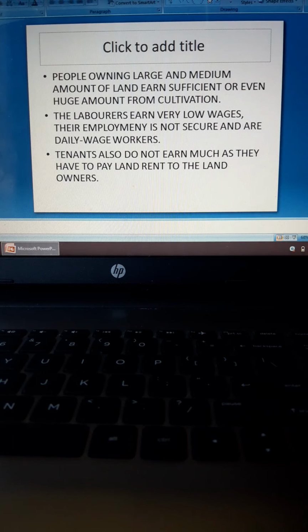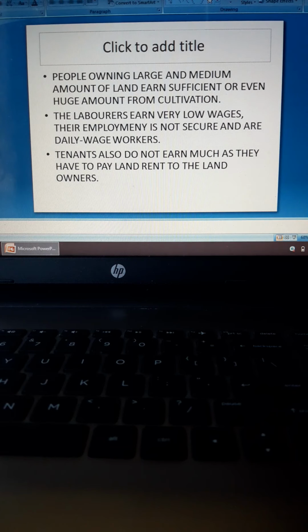The laborers earn very low wages, their employment is not secure, and they are daily wage workers. Daily wage worker basically means you work today and you get the money for the number of hours you work on that day itself. They earn very low wages, the amount of money they are paid is very low, and they do not have secure formal employment. Anytime they can be thrown out, so their livelihood is also not secure.